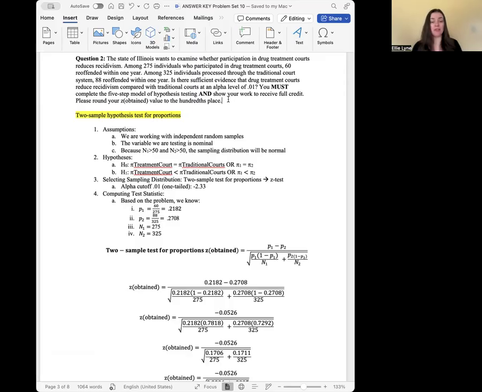You must complete the 5-step model of hypothesis testing and show your work to receive full credit. Please round your Z obtained value to the 100th place.